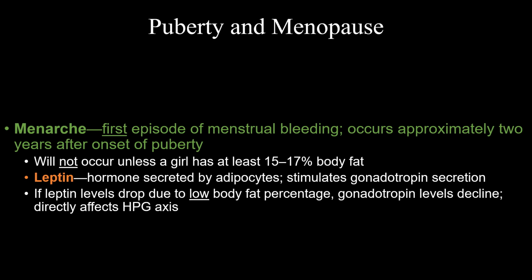And perhaps because of the physical toll exerted by pregnancy on the female body, menarche and the accompanying cyclical events will not occur unless a woman has at least 15 to 17% body fat. And adult menstruation will completely cease if body fat drops too low. A hormone that is created by adipocytes called leptin stimulates gonadotropin secretion. So if leptin levels lower because body fat is too low, gonadotropin levels decrease as well, directly affecting the HPG axis. This is why you'll often hear about gymnasts, especially, not having menstrual periods. And this is because their body fat percentage is too low.